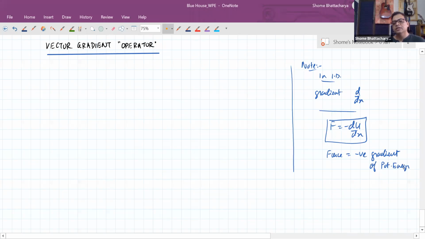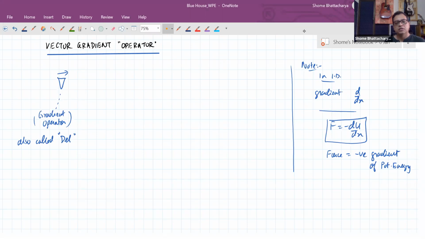Now this idea we want to extend to 3 dimensions, or to the general vector notation. So we define a new operator which is given by this symbol, an inverted triangle. This is the symbol for the gradient operator. It's a vector operator, also called del or nabla. The symbol in Greek is called nabla.